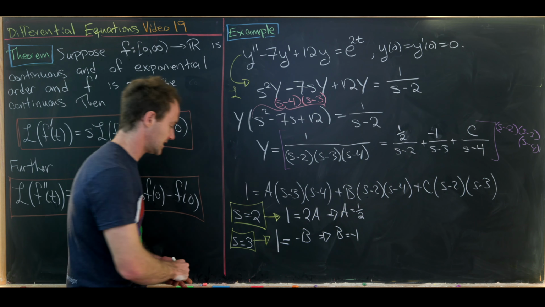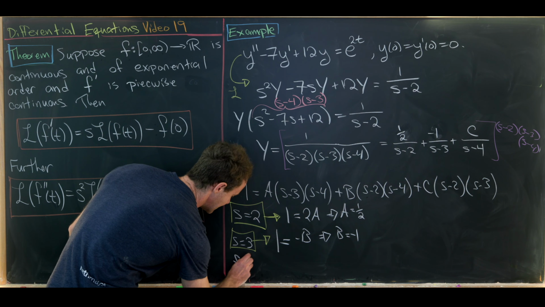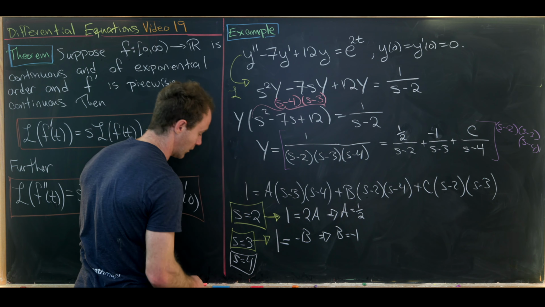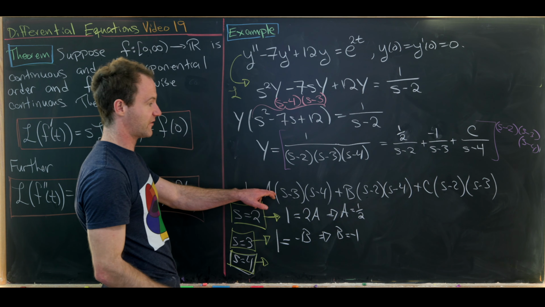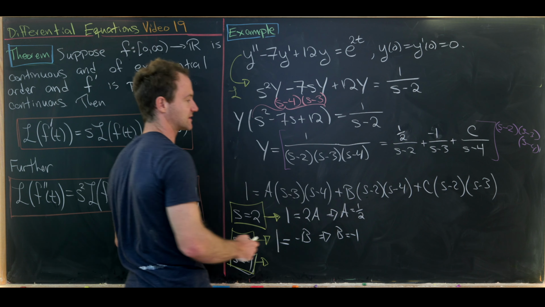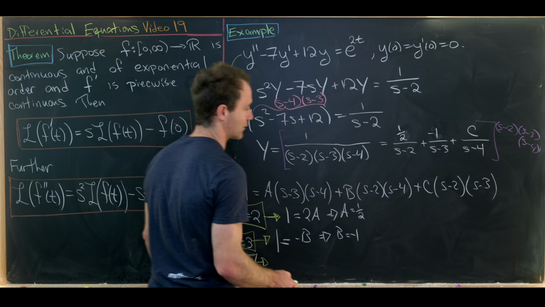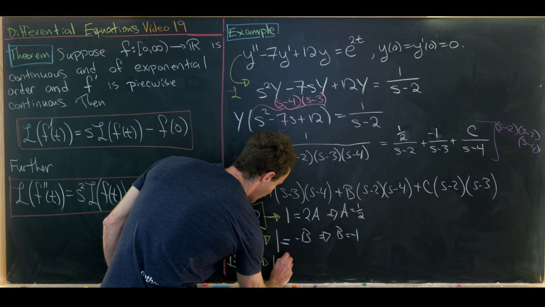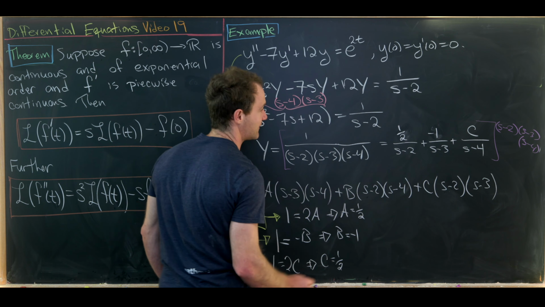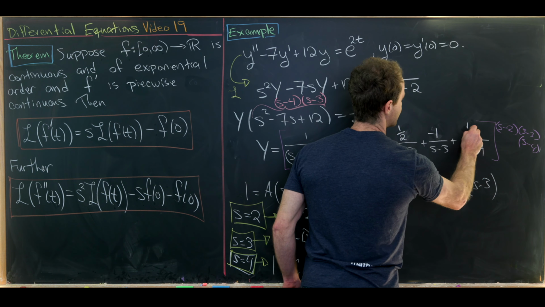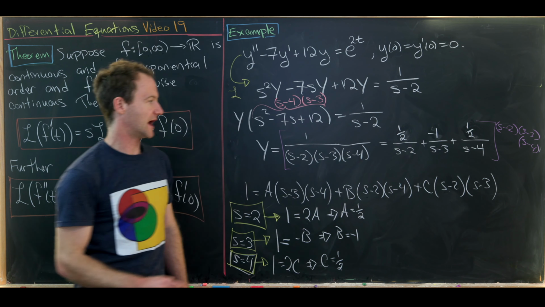Okay, now let's evaluate this finally at s equals 4 and see what we get from that. So here the first term cancels and the second term cancels. Then we get 4 minus 2 times 4 minus 3, that is 2. So we have 1 equals 2c. That tells me that c is equal to 1/2. I can bring that up here and I'll have c is equal to 1/2.